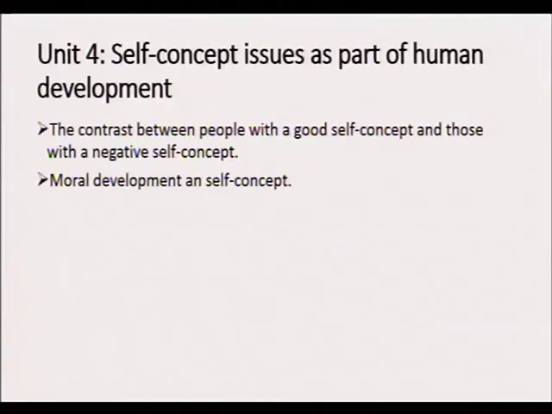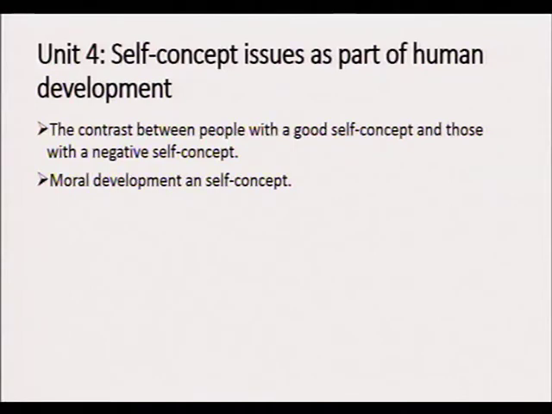And then we come on to question 3, which is, okay, your question 3 is taken from unit 4. So in this case, I've jumped unit 3. After Unit 2, please ignore Unit 3. You are going to go on to Unit 4. And Unit 4, as we see on our slide there, it's about self-concept issues as part of human development. Unit 4 is about self-concept issues as part of human development.